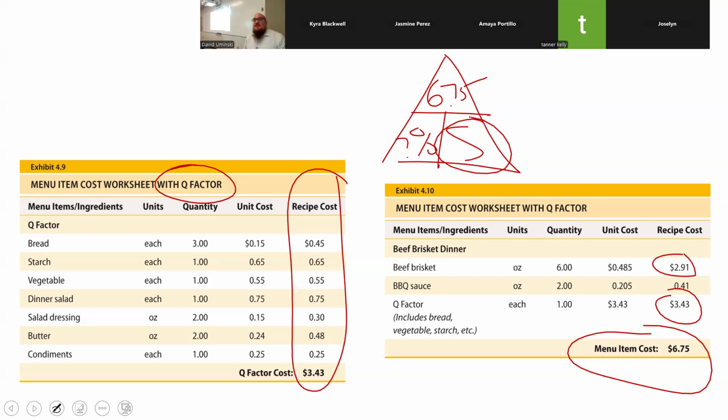Right. But if you think about it with the Q factor, let's say we just substitute sausage or ribs or chicken or turkey, right? We substitute the protein, but everything else is the same. The salad, the starch, the vegetable, all that is the same. And you use that Q factor so you don't have to keep doing math over and over and over again. You just get that one-time Q factor of 343.